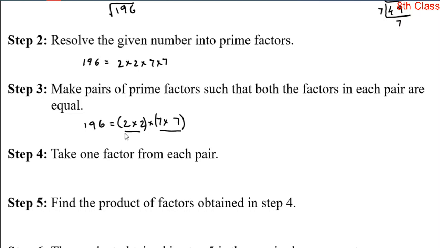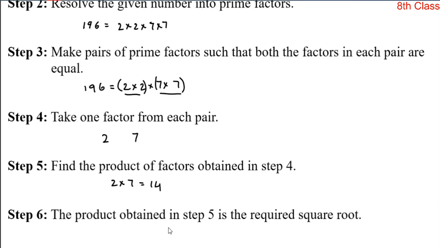Now let us take one factor from each pair. So from this pair we take one 2, and from this pair we take one 2 and find the product of factors obtained in step 4. So in step 4, what are the factors we obtain? Yes, 2 and 7. Find their product. So 2 into 7 is equal to 14, and that 14 is the required square root of the given perfect square number. The product obtained in step 5 is the required square root of the given number.